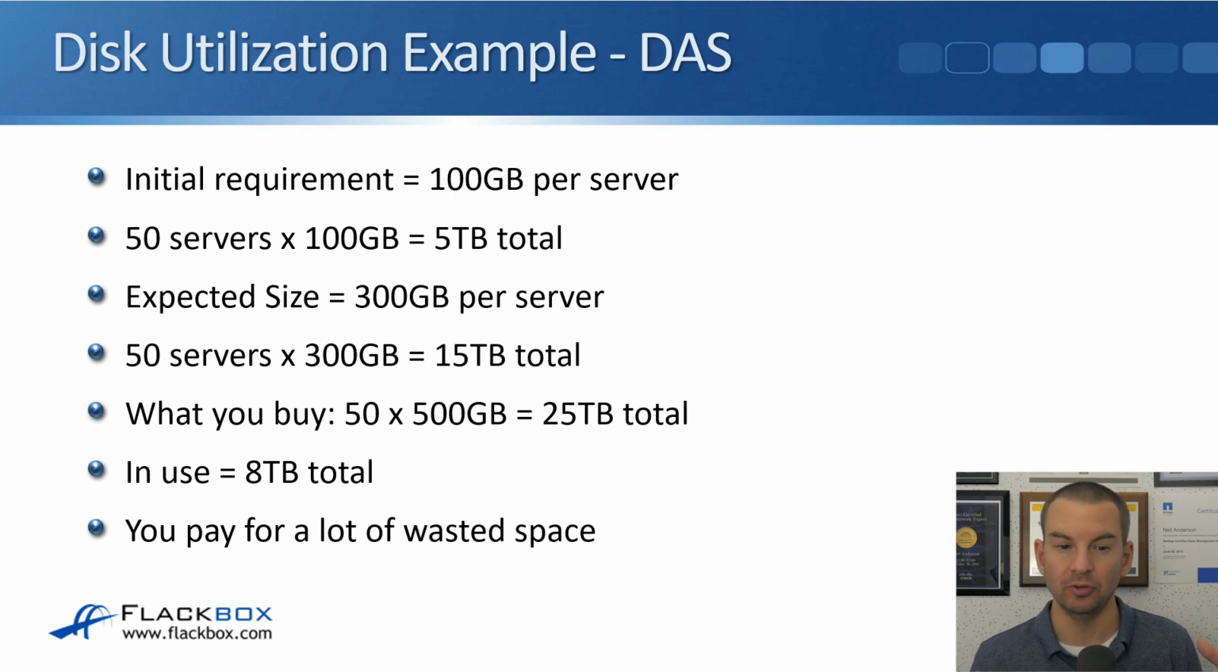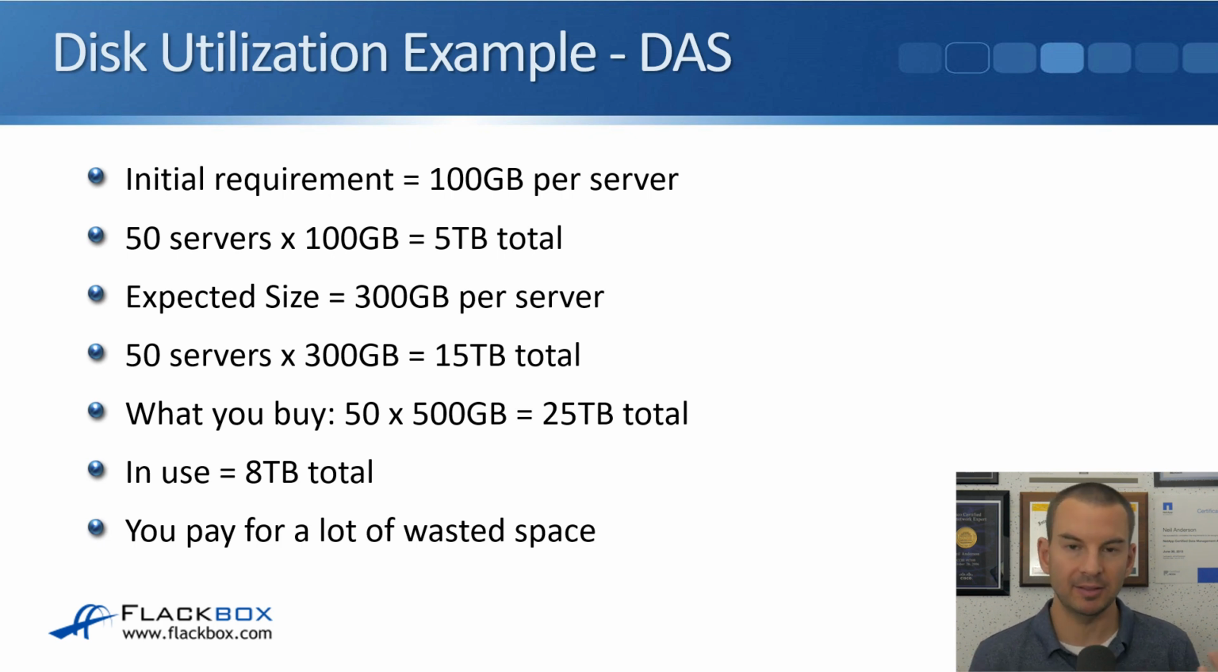Breaking that down into the maths, our initial requirement when we first installed the server for the OS and the apps was 100 gigabytes per server. And for this example, let's say that we've got 50 servers, because in a normal organization, you're not going to have just the one server. And this is obviously going to multiply the waste because you're wasting storage space on all of those different servers. So say we've got 50 servers times that 100 gigabytes space required for the initial deployment. That adds up to 5 terabytes space required in total.